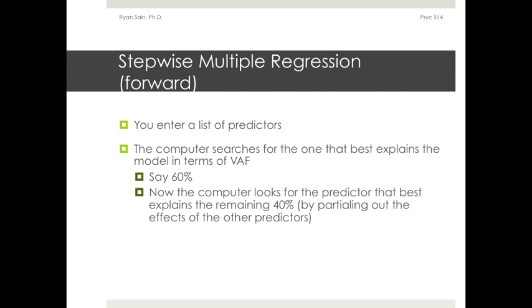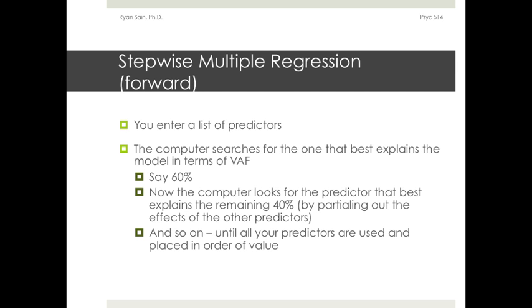The computer looks for the next one that explains most of the remaining 40%, and there's a special technique used here. This is called part and partialing, but again, beyond the scope of this course. But it partials out the effects of other predictors and looks for what's left over by the remaining predictors on an individual level. And it repeats that until all the predictors are used up and placed in order of value. So this one produces the most, this one produces the second most, and third most.